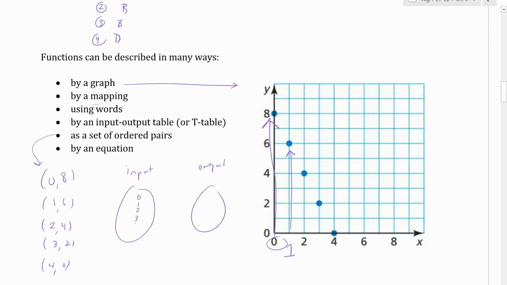0, 1, 2, 3, 4, and then you show what they go to. 0 went to 8, 1 went to 6, 2 went to 4, 3 went to 2, 4 went to 0. That's a mapping.